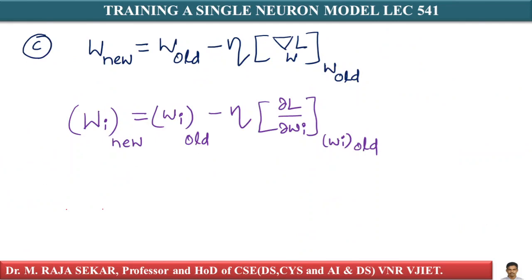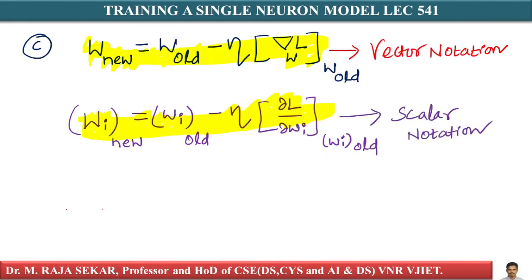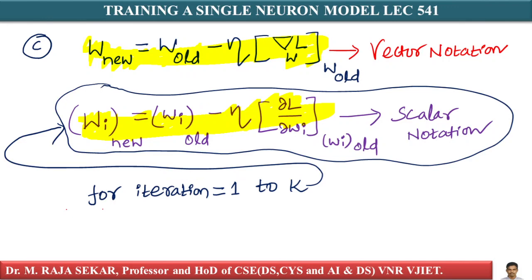What is my W new? W new equals W old minus eta into del of L with respect to W old. That is vector notation. What about my scalar notation? Wi new equals Wi old minus eta into dou L by dou Wi old. We keep repeating it. Have a for loop for iteration equal to 1 to k, and keep running this within the iterative loop till they converge. This is the core idea in SGD.